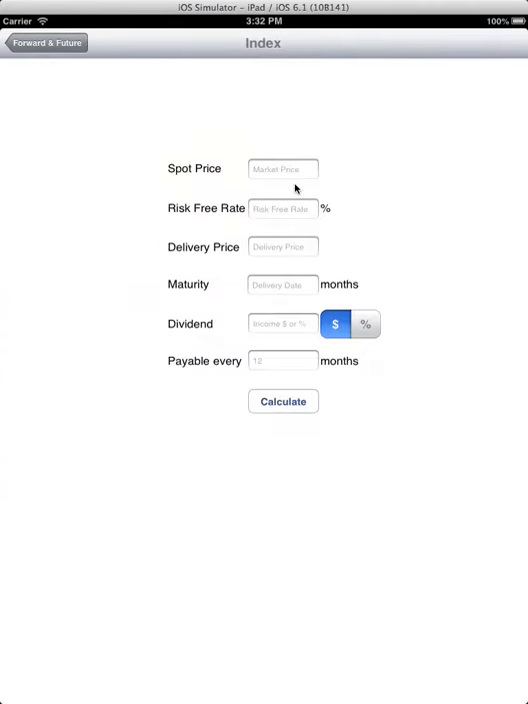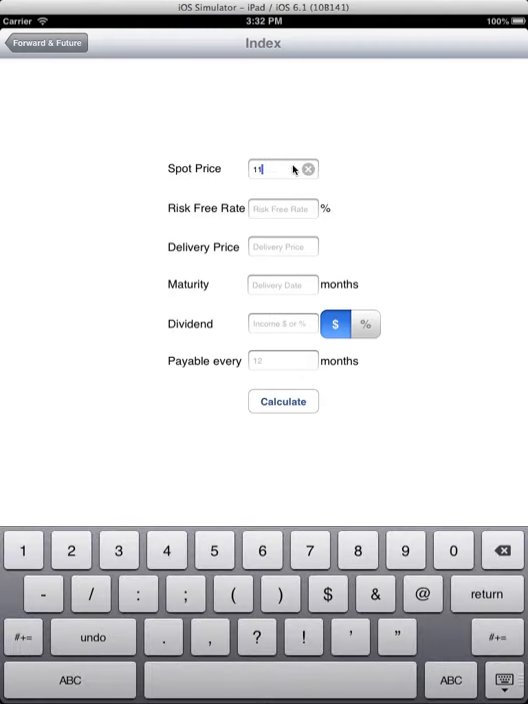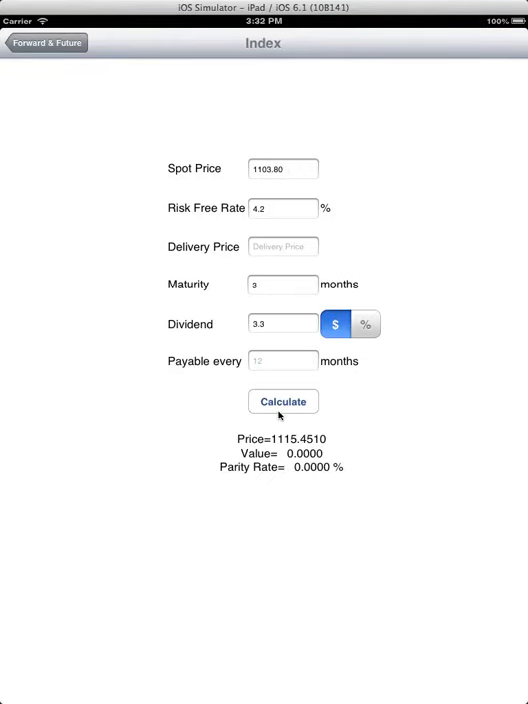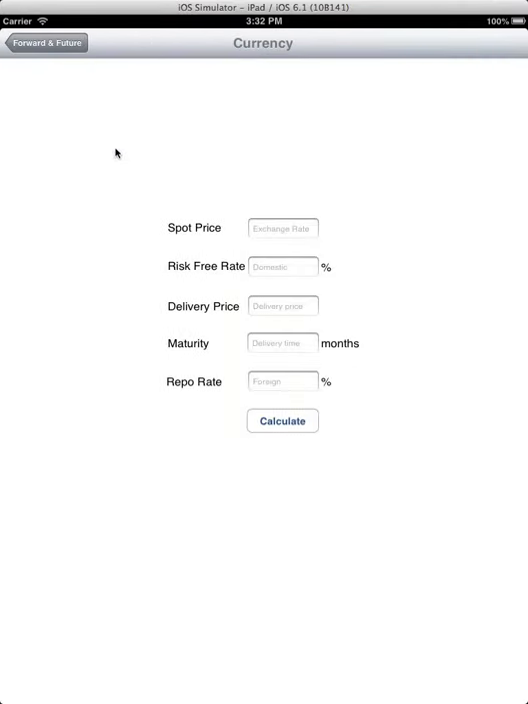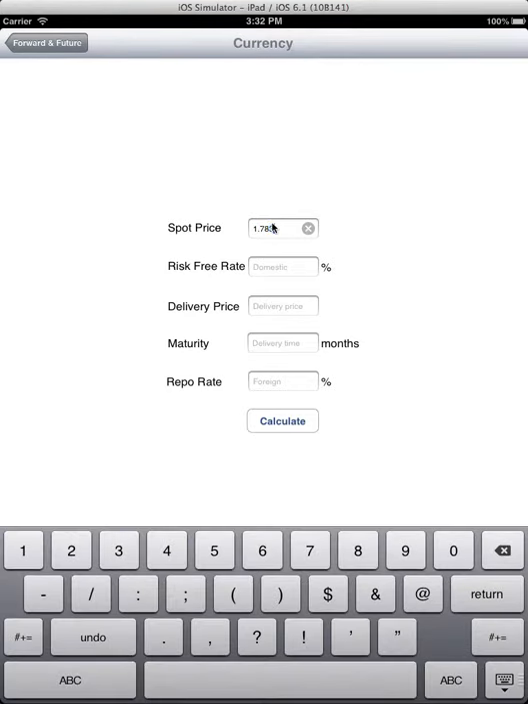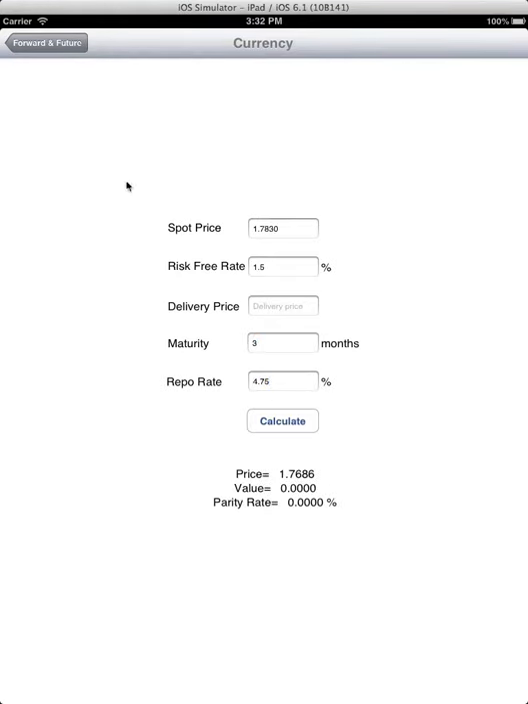So now let us consider index. So the spot is 1103.80 and 4.2, then maturity in 3 months, dividend is 3.3. It's payable every 12 months, and this is what we receive. And now let us go to currency. Say spot price is 1.7830. Risk-free rate is 1.5. Maturity in 3 months. Repo rate is 4.75, and we calculate. This is what we get.